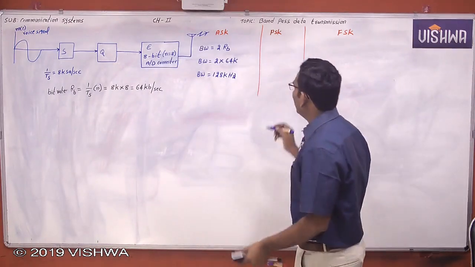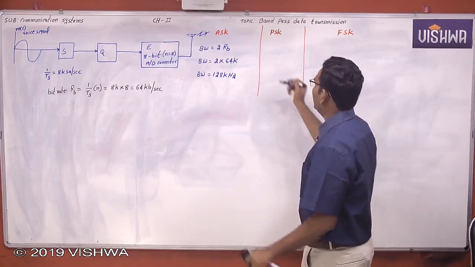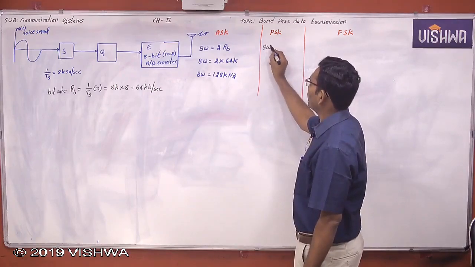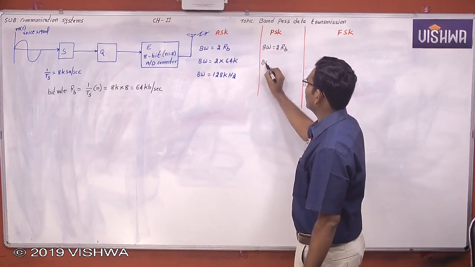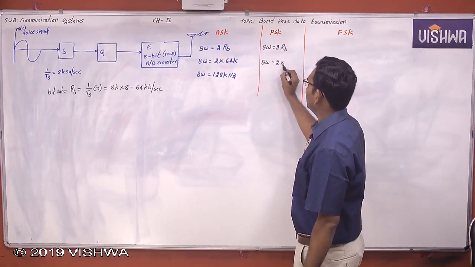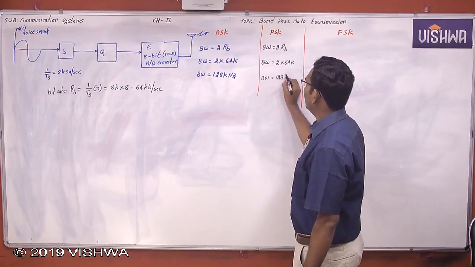Now, how much bandwidth is required for PSK? You know that the bandwidth required to transmit a PSK signal is twice the bit rate, which is twice 64 kilo. Therefore, the bandwidth is equal to 128 kilohertz.